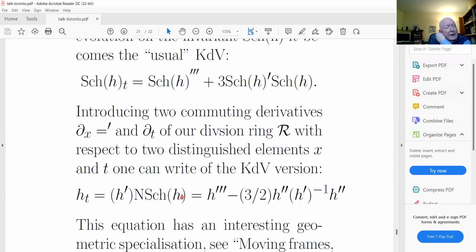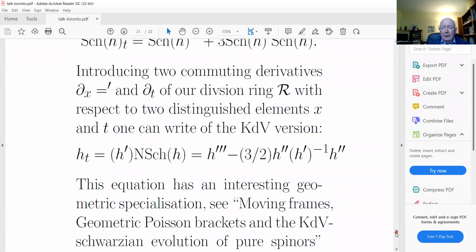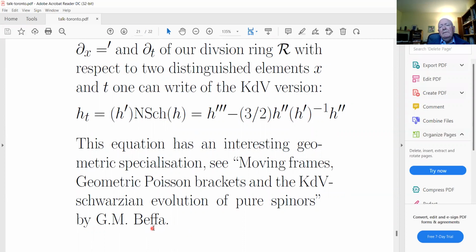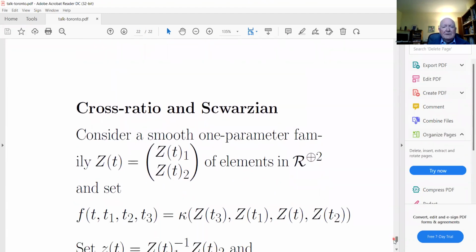I first just got a non-commutative version of this KdV, which is different from this, and it was in our paper, by Etingof and Gelfand, but I believe it's 97. All I want to say is that this non-commutative equation has an interesting geometric specialization, and it was in a paper by Beffa, called Moving Frames, Geometric Poisson Brackets, and the KdV-Schwarzian Evolution of Pure Spinors. She had an equation of this type.